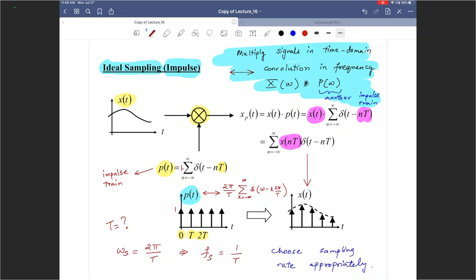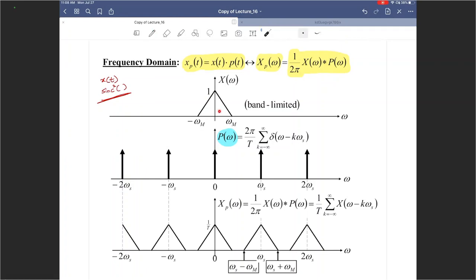So in this case, it is periodic with respect to, hold on, did I write that correctly? 2 pi divided by T, yes. And I can write this 2 pi divided by T factor as omega sub s, right? Because that's my sampling rate. I'm using that Fourier transform pair over here.